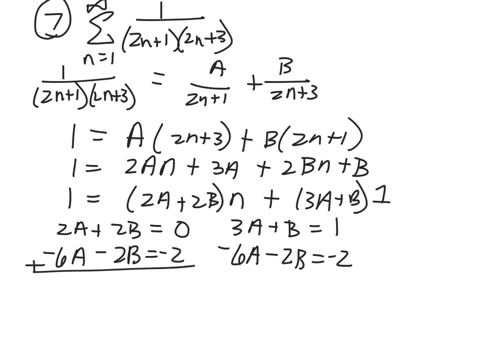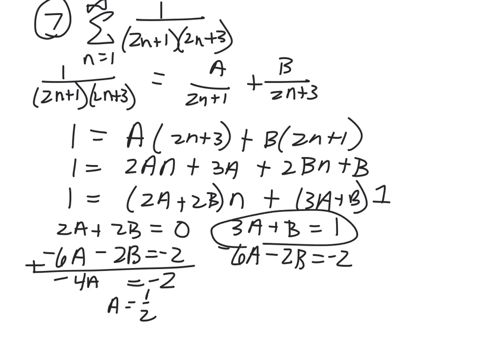So 2a minus 6a would be negative 4a equals negative 2. Divide by negative 4 on both sides. A equals positive 1/2. And then we could substitute that into the second equation to solve for b. 3 times 1/2 plus b equals 1. So b equals 1 minus 3/2. So b equals negative 1/2.